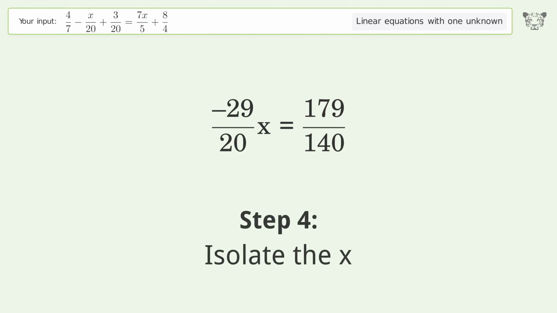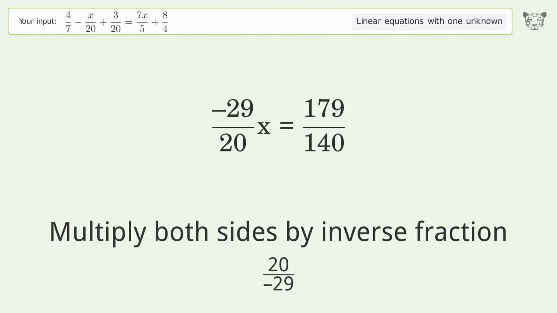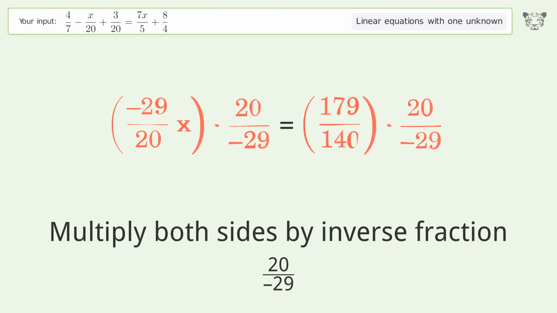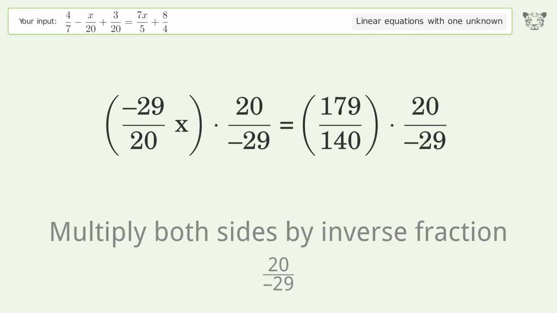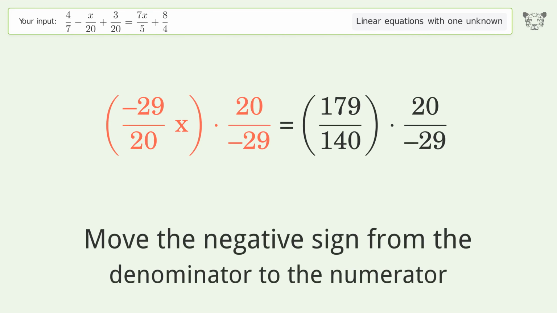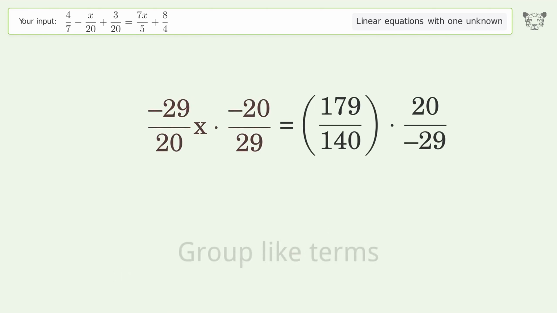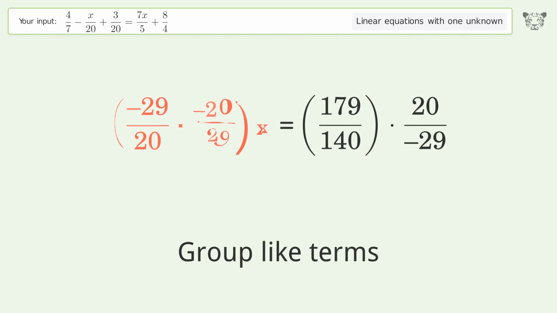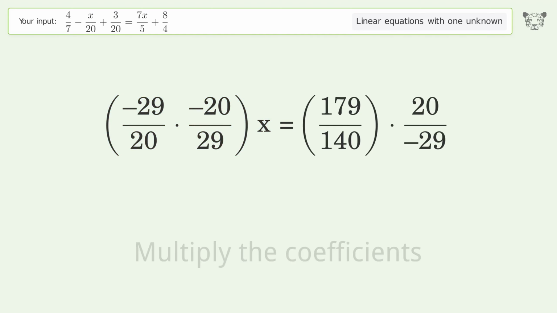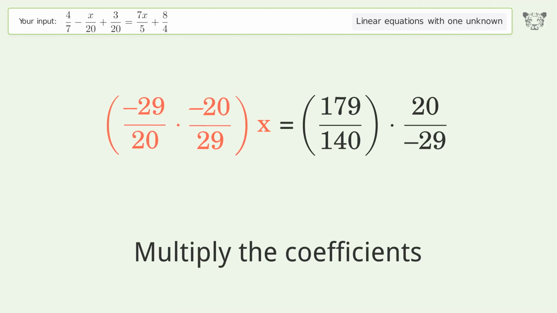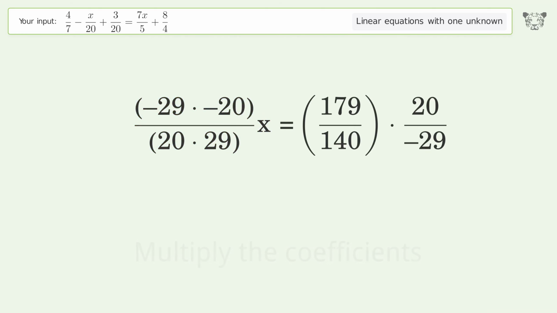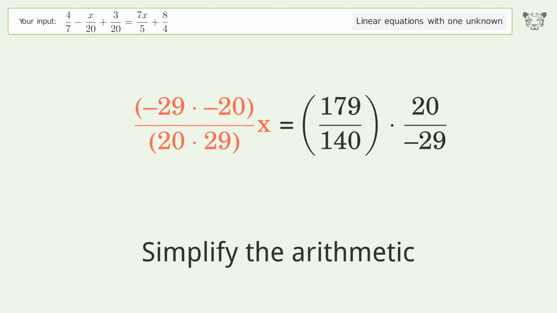Isolate the x. Multiply both sides by inverse fraction 20 over negative 29. Move the negative sign from the denominator to the numerator. Group like terms. Multiply the coefficients. Simplify the arithmetic.